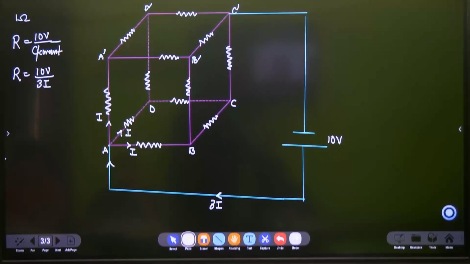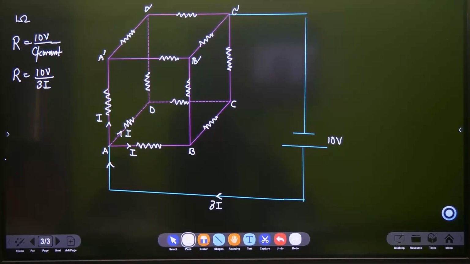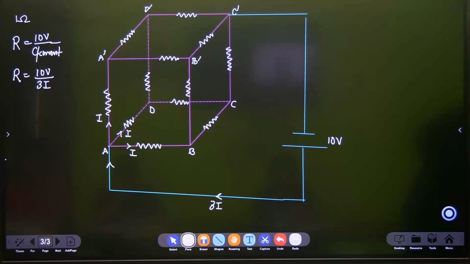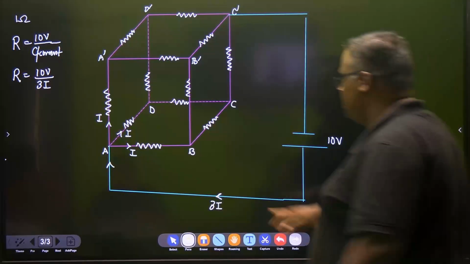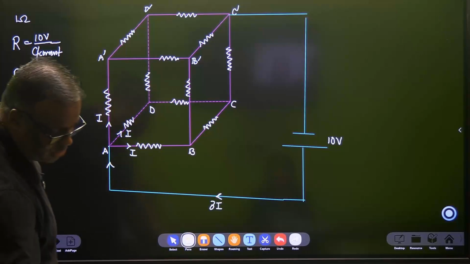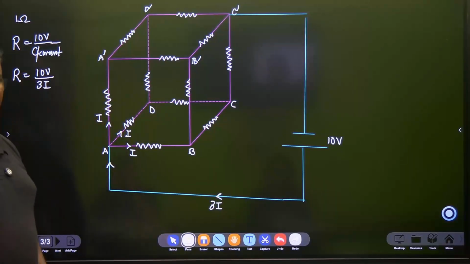I think Neha, you can hear me now. Yes. Okay, what I was saying, that this is a symmetric figure, and if the figure is symmetric, then the three currents which are entering at the vertex A can be taken as I. Have you understood? Sir, why didn't you take this as I? If I take this as I, there will be I by 3, I by 3, I by 3, which makes my calculation go a little bit more complicated.